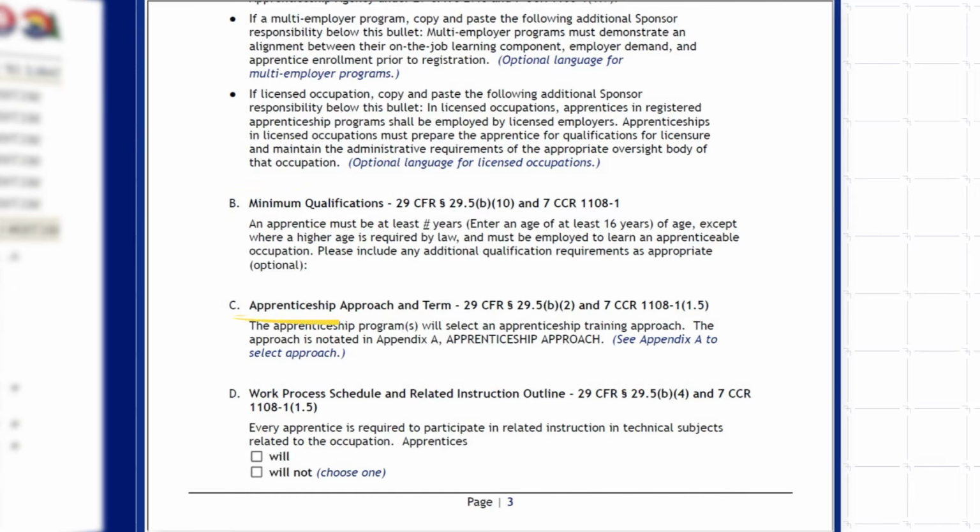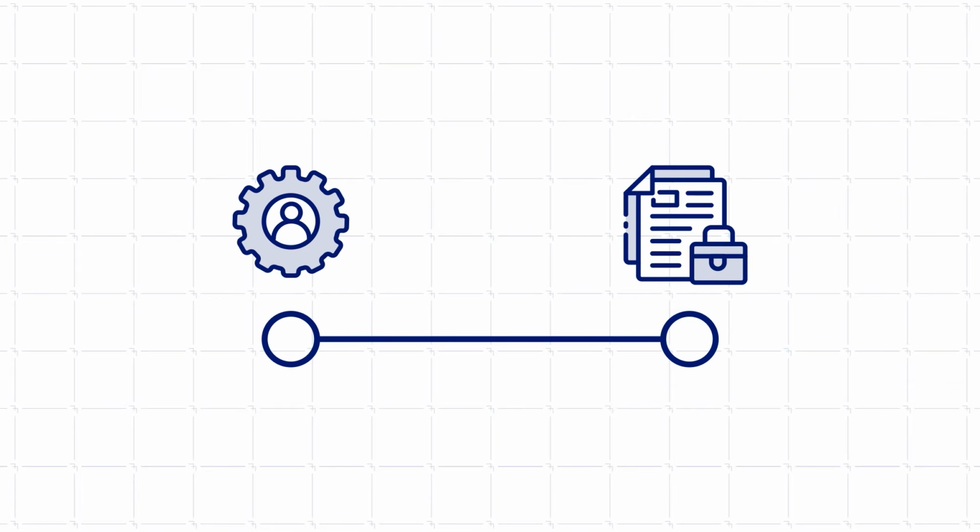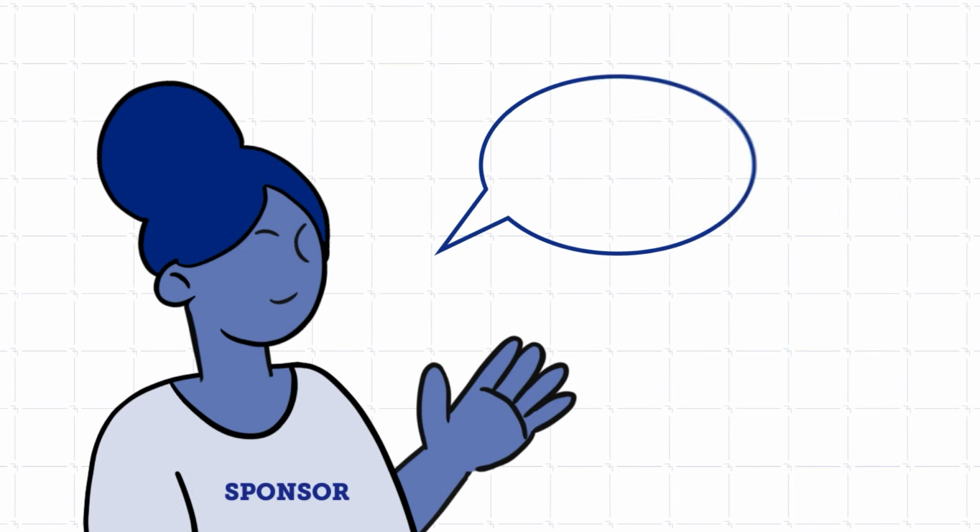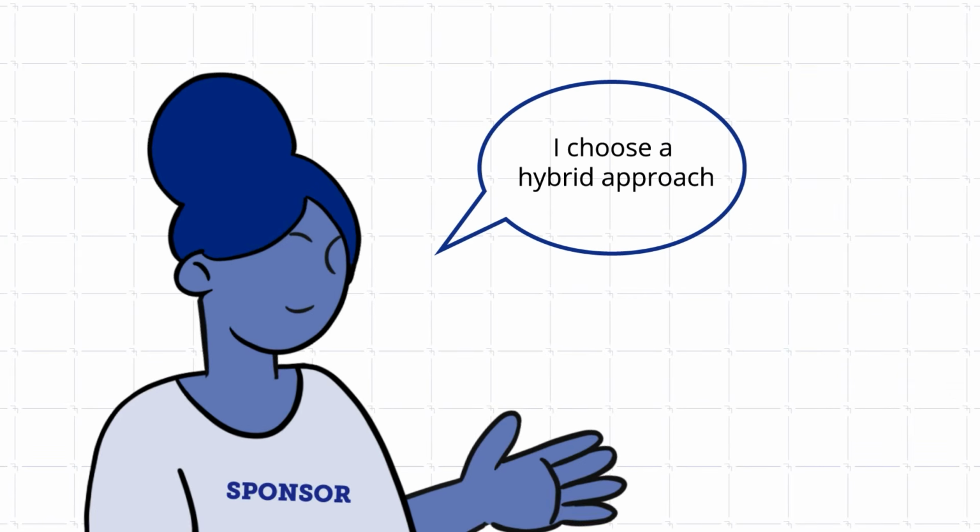Section C, the apprenticeship approach and term, states the program must select either a time-based, competency-based, or hybrid training approach. This choice is critical as it determines how apprentices will progress through their training in alignment with the specific needs of your business. Sponsors must provide details of their selected approach in Appendix A, Work Process.